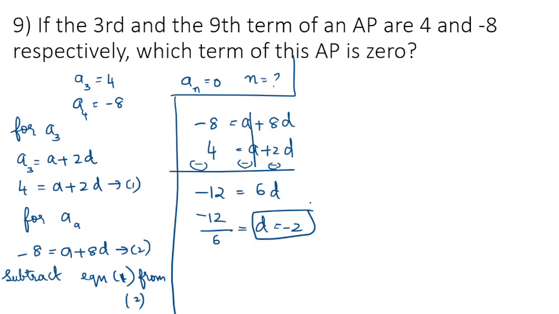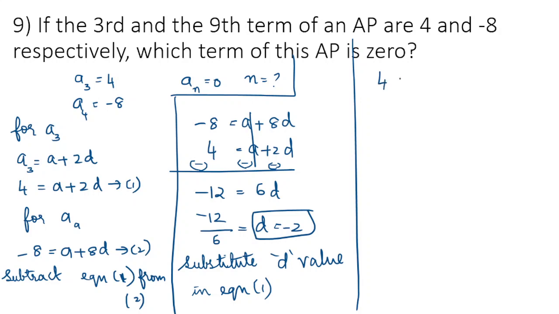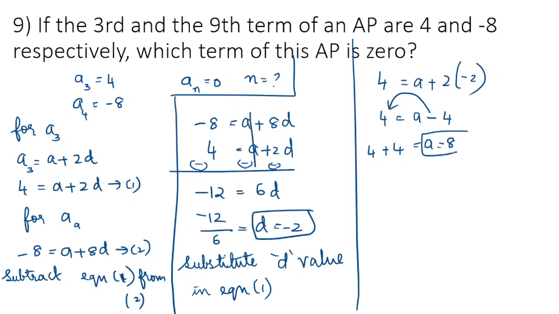Now what we have to do? Substitute the D value in equation 1. So which is our equation 1? 4 is equal to A plus 2 into D, which is minus 2. So 4 is equal to A minus 4. 2 into 2 is 4 and minus. Now this minus 4 goes that side. So 4 plus 4 is equal to A, which means A value is 8.